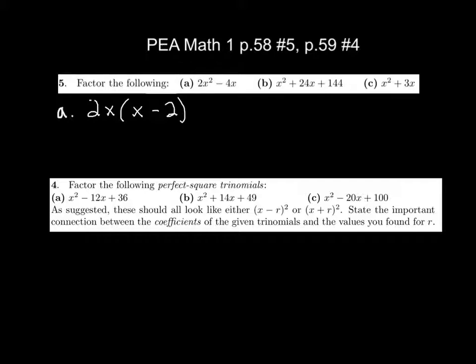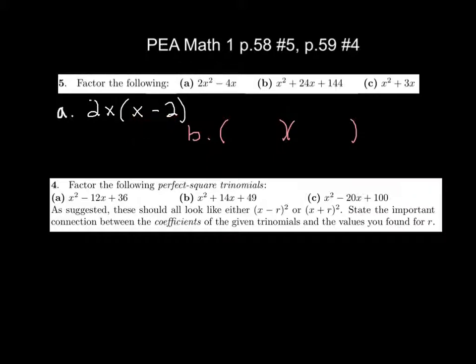Okay, let's look at B. B is slightly different here. On B, what we have is a trinomial with an x term. So that means that we have an x squared, an x, and then a number. When we have these, and they look similar down here on number 4, we're going to do what we call a double bubble, or we're going to have two binomial factors. Like so. So basically we're going to have two factors that look like this.